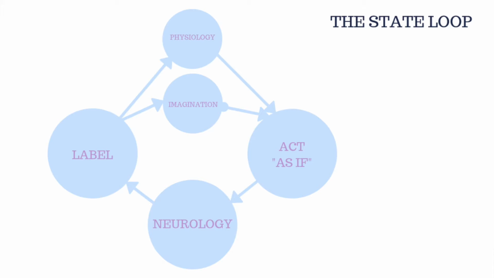Today I'd like to take you through a simple but powerful model that I call the state loop. When it comes to creating and building emotional states, there are two main paths that we tend to use: the path of physiology and the path of imagination.